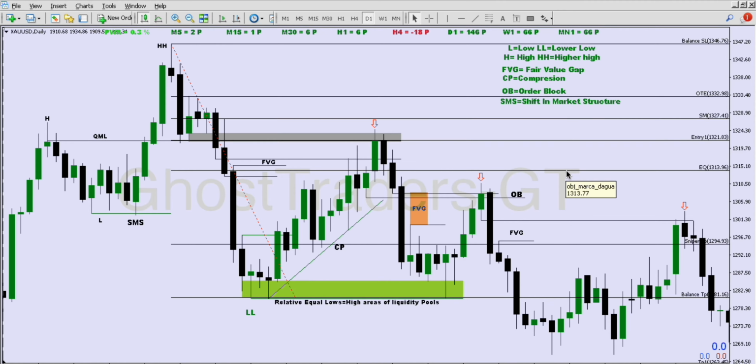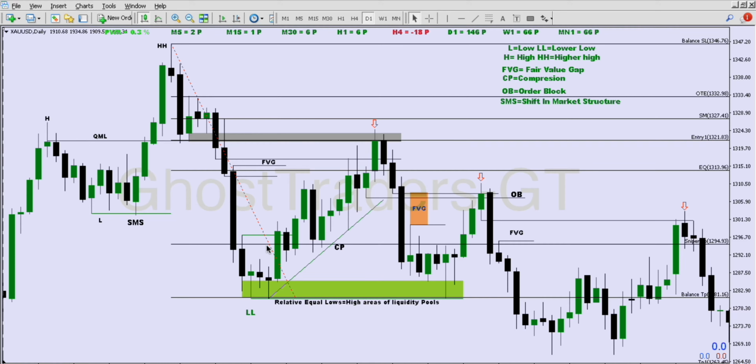So the QML that you're going to be taking, or the QML that you're going to be trading, if you are looking for a sell position, is going to be the QML that is above your equilibrium level, which is our premium level. Hence, that's the reason why this was not taken. Because if you want to sell, you want to sell at higher prices, so it has to be above equilibrium.